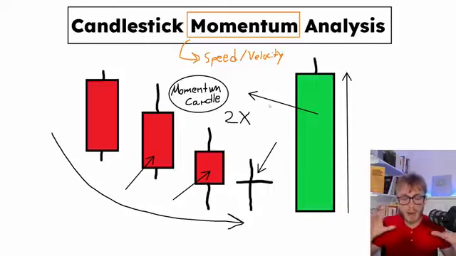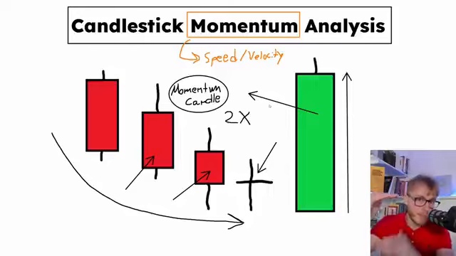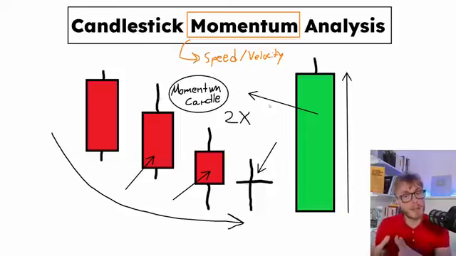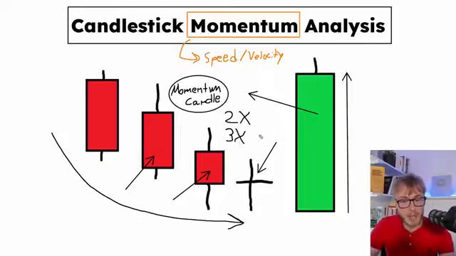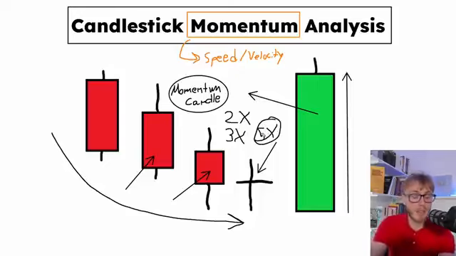But for now, all you need to know is that momentum can be determined by the real bodies of the candle, and momentum candles in general can be defined as a candlestick that is at least twice the size of the previous candle. But preferably, we want to see a candle that is maybe 3 times as large, or even 5 times as large as the previous candles. And then we are talking about a very strong momentum candle.